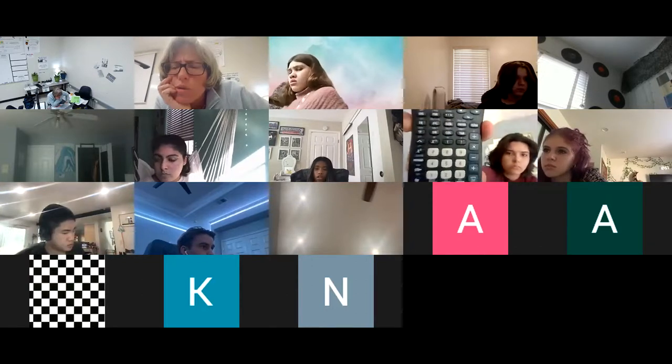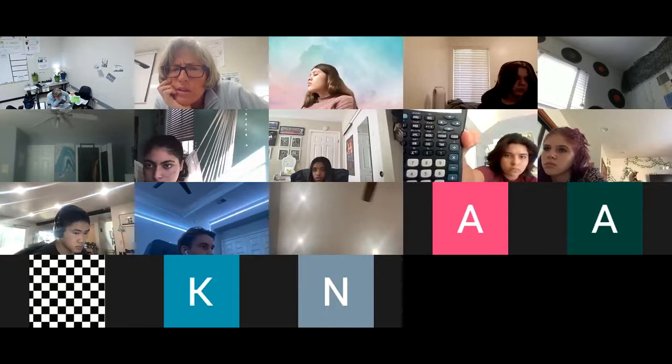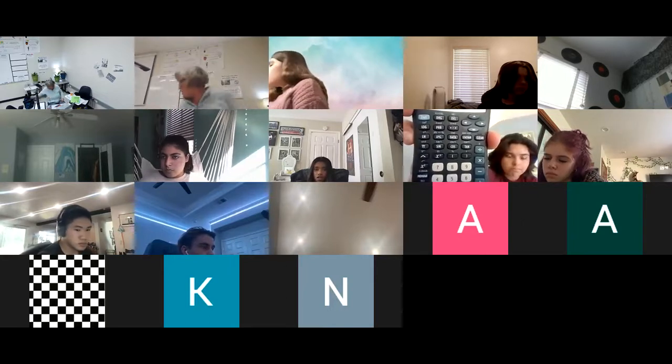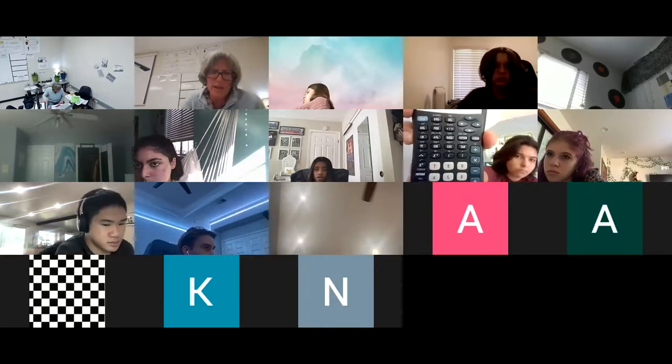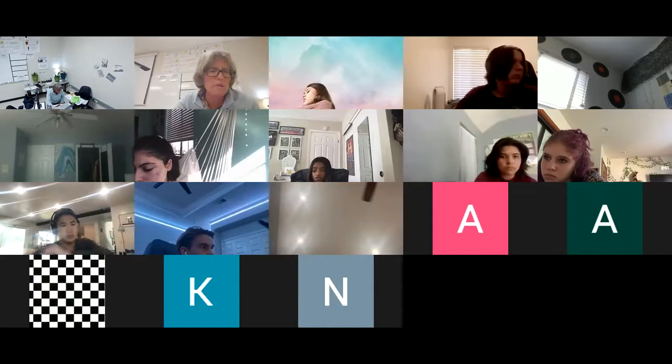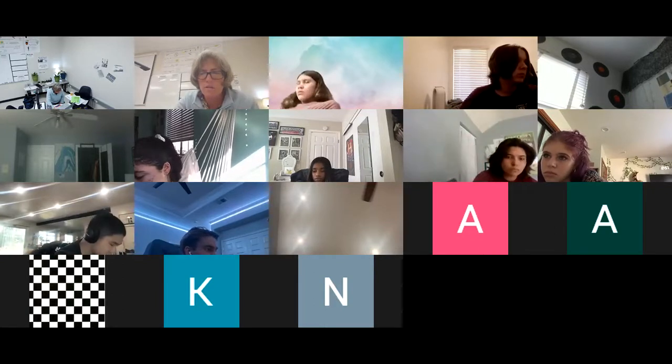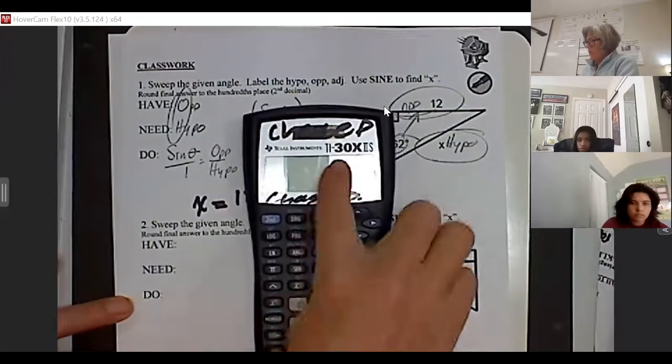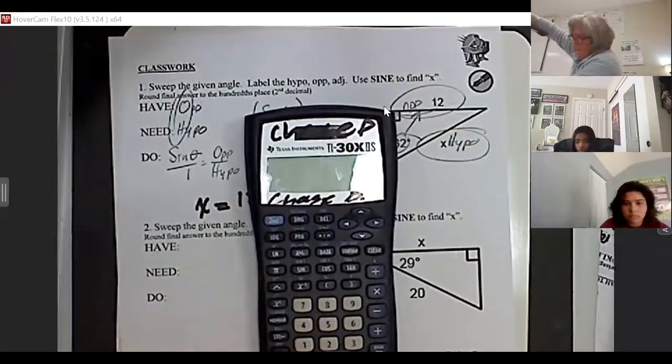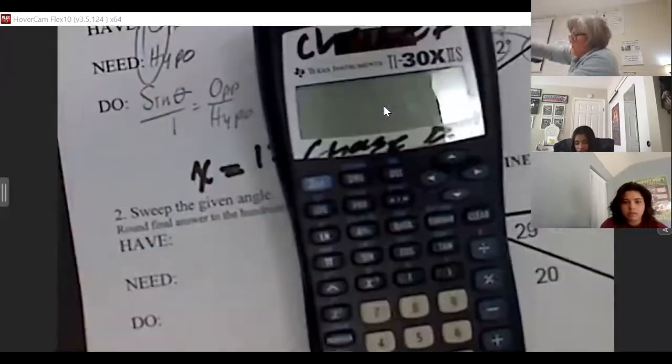Miss Way. Yeah, Isabella, you ready to figure this out? Okay. Bring your calculator as close as possible to the camera. So you do have a TI-30, which means your calculator looks like it's the same as this. Is your calculator a TI-30XS? Yes. Okay, good. Let's figure this out.